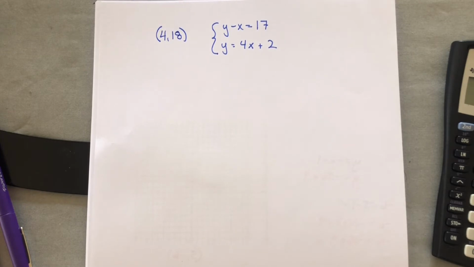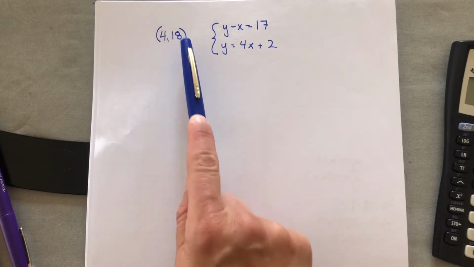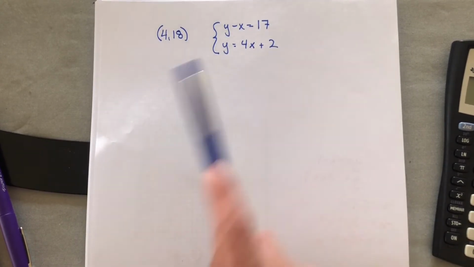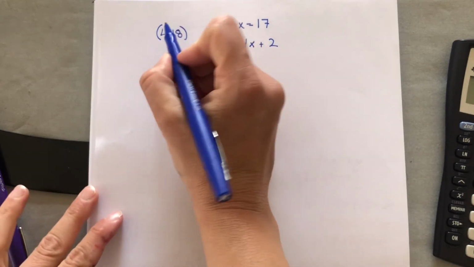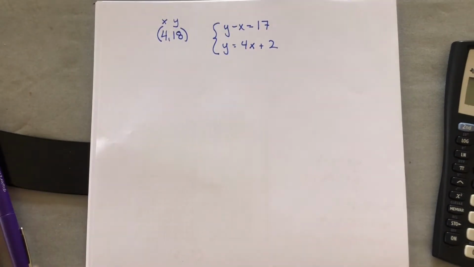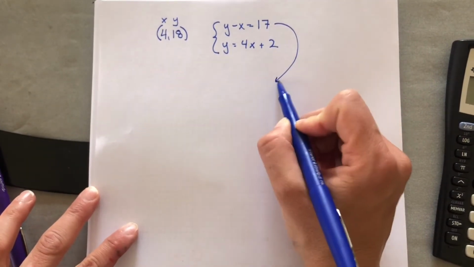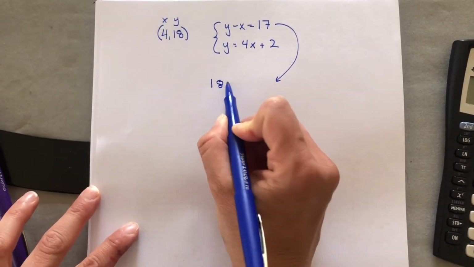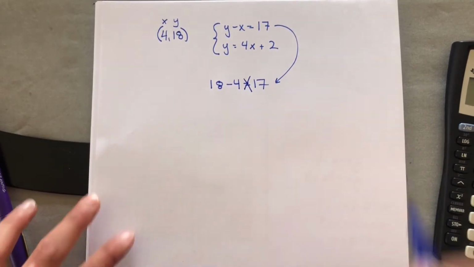Sometimes you may be given a system of equations and asked to determine if a given point is the solution to the system. So for example, here we're being asked, is x equals 4, y equals 18 the solution to the system? Meaning, does it make both equations true? So I'm going to plug the values of x and y into the equations and see if they work. All right, so if I take this equation, that'd be 18 minus 4. Well, that is not equal to 17.